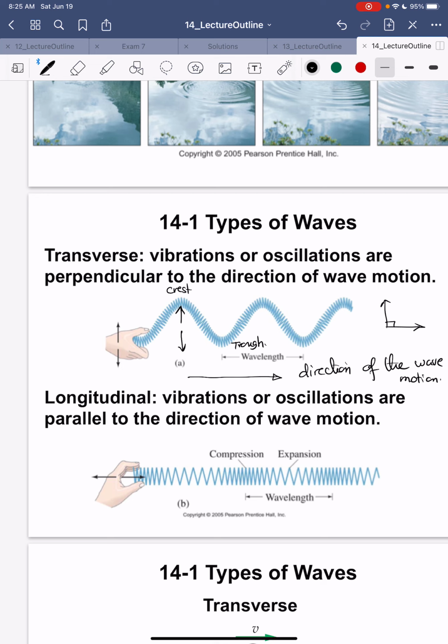The other type is longitudinal. The vibrations or oscillations are either parallel or anti-parallel to the direction of the wave. You can see here that they are going in this direction or this direction, and the direction of the wave is this one. We call them longitudinal. For the slinky here, you will find areas where the rings are very close. We call this compression. When they are far apart, we call it expansion or rarefaction.